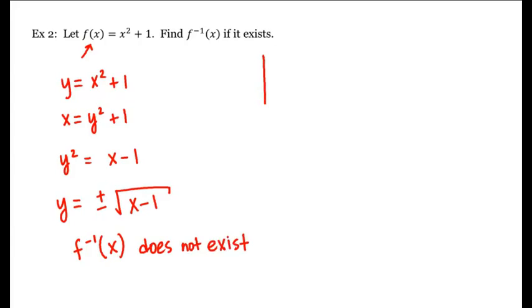Which shouldn't surprise you if you think of the graph of this function. It's a parabola with vertex at 0, 1, opening upward, which isn't a one-to-one function, is it? Because by the horizontal line test, if we pass a horizontal line through this graph, it's going to intersect it in more than one spot. And if the original function f is not one-to-one, then f inverse of x will not exist as a function.